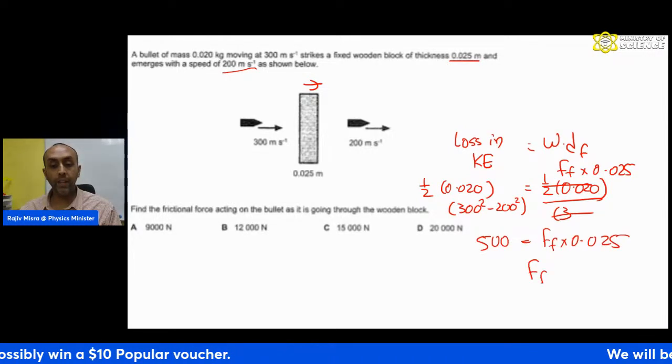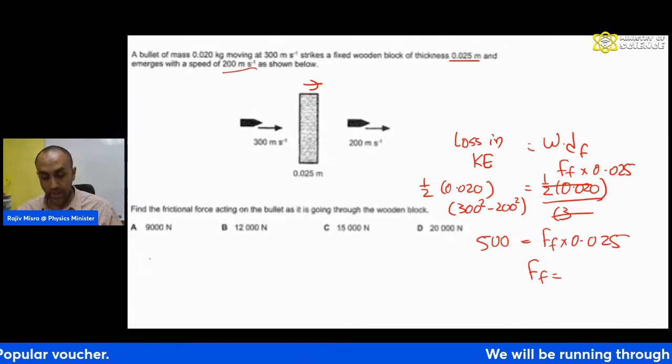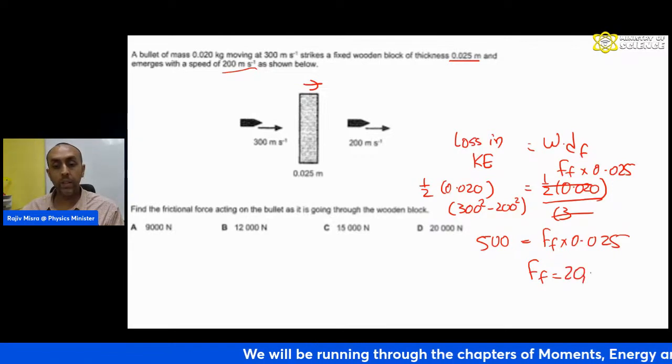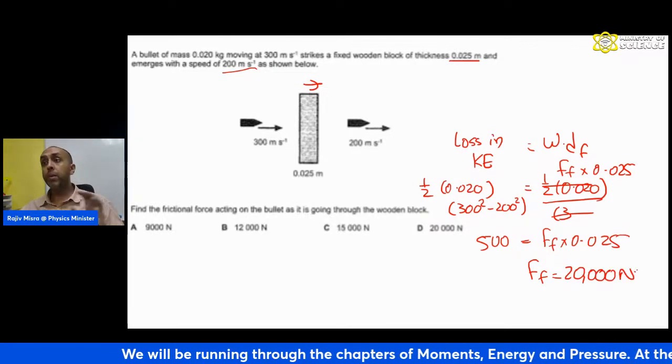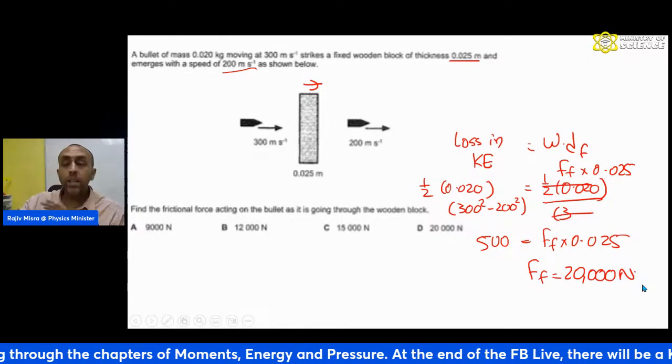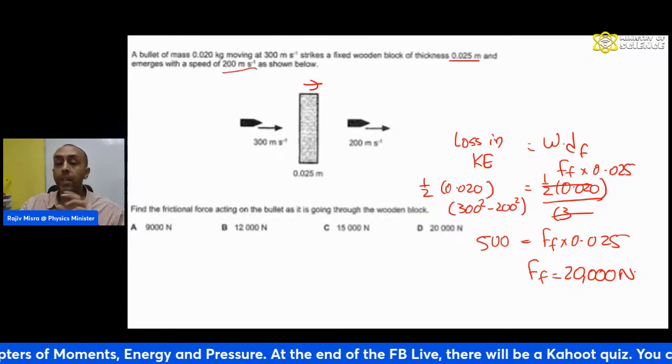0.025, and then you calculate your force of friction. 500 divided by 0.025 is 20,000 newtons. Now, one thing very important, one thing you must always keep in mind is this: when you do this type of question, you ask yourself what provides energy and what takes.